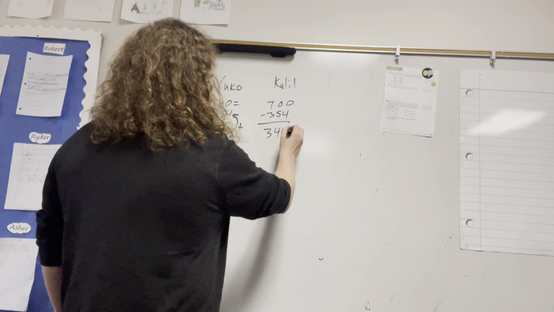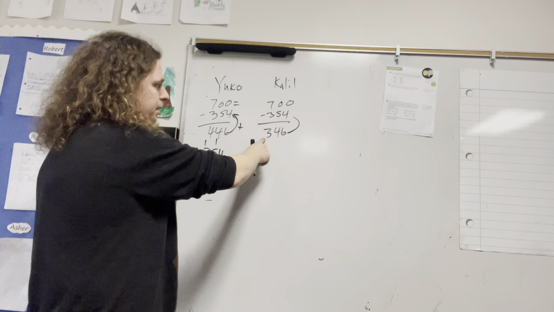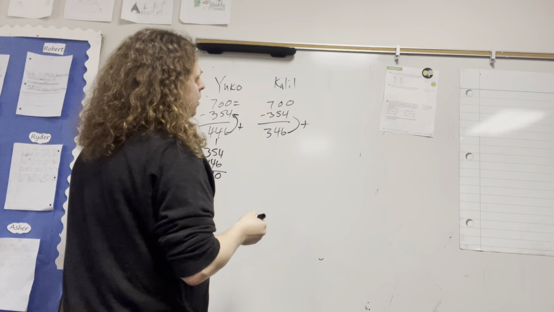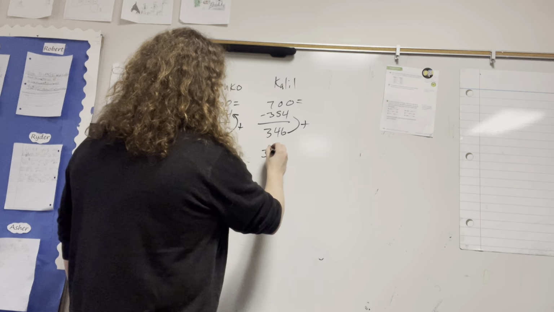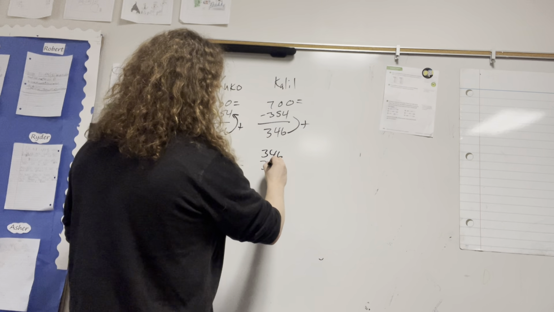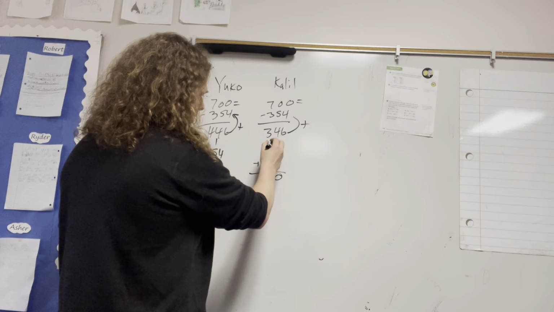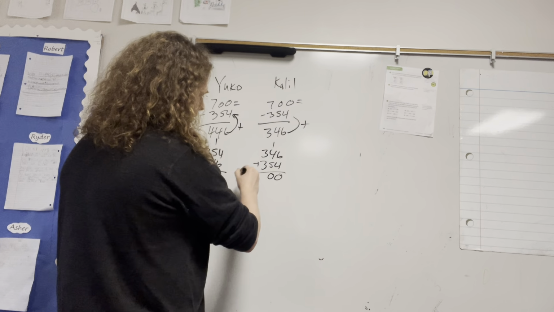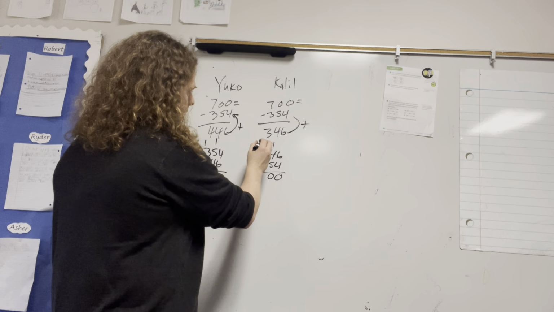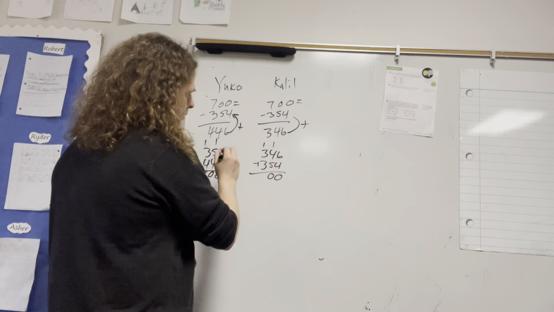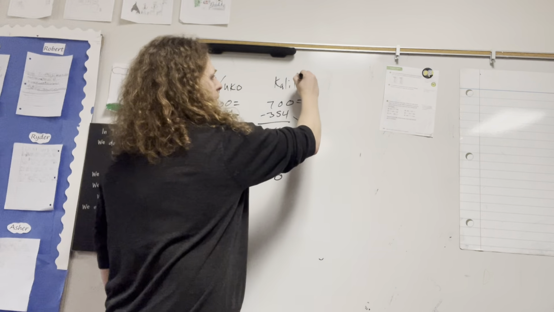Let's try Khalil. So again, same deal. If 700 minus 354 is 346, then 346 plus 354 should equal 700. So let's try it out. 346 plus 354. 6 plus 4 is 10. 10 plus 40 plus 50 is 100. No 10s, 100. And 100 plus 300 is 400, plus 300, 700. So Khalil is correct.